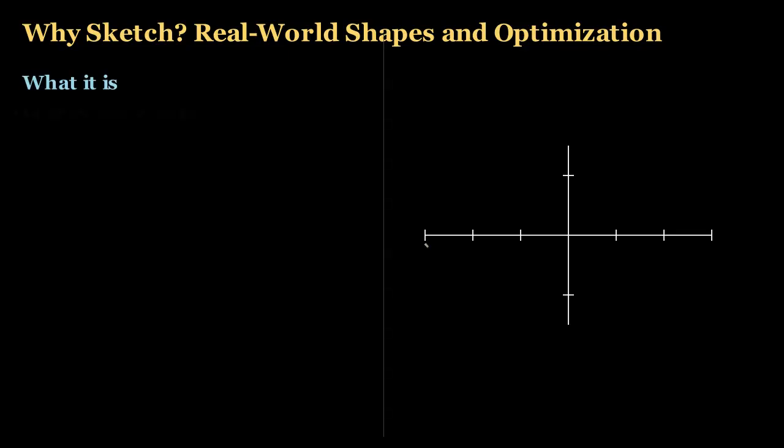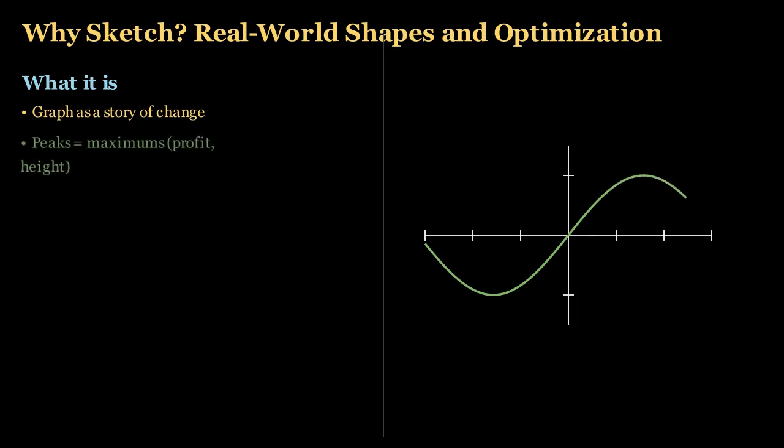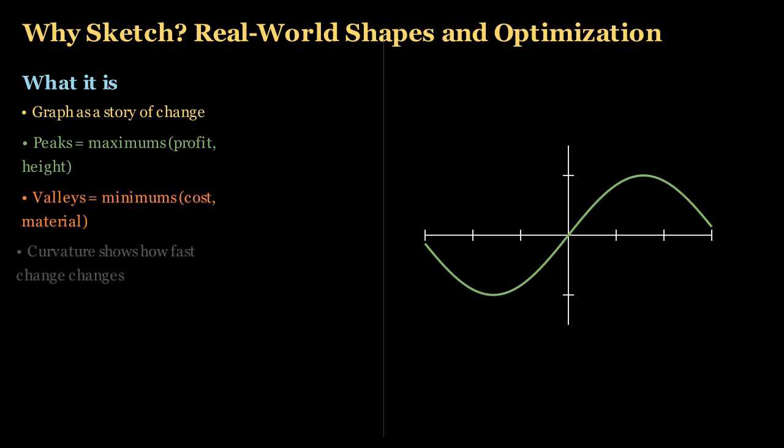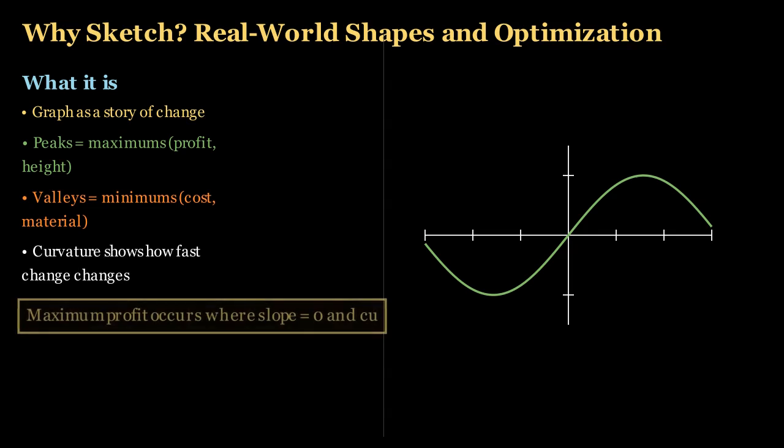We have learned to sketch graphs and find slopes and curvatures. Now we ask, why do we actually do this? A graph is not just a pretty picture, it is a story of how something changes. The peaks on the graph are the moments when something reaches its highest value, maybe a company's profit, or a ball at the top of its flight. The valleys are the lowest points, the minimum cost to build a box, or the least material needed for a can. And the curvature, whether the graph bends up like a smile or down like a frown, tells us how fast the change itself is changing. So graph sketching is really a tool for finding the best possible outcome in a real situation.